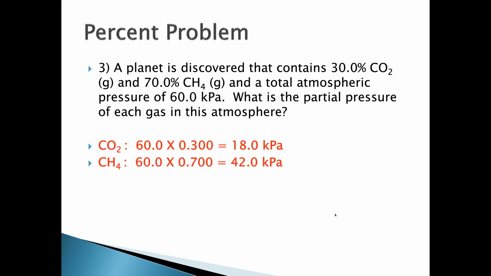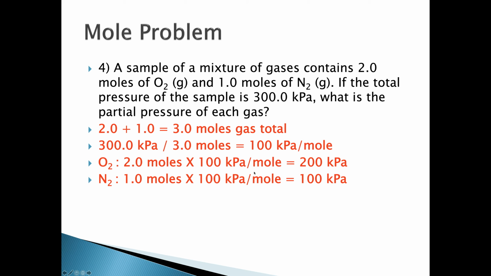What is the partial pressure of each gas in this atmosphere? Well, since carbon dioxide makes up 30% of the pressure and methane takes up 70% of the pressure, just take 30% of the pressure to get carbon dioxide's partial pressure and 70% of that pressure to get methane's share of that pressure. Pretty easy.